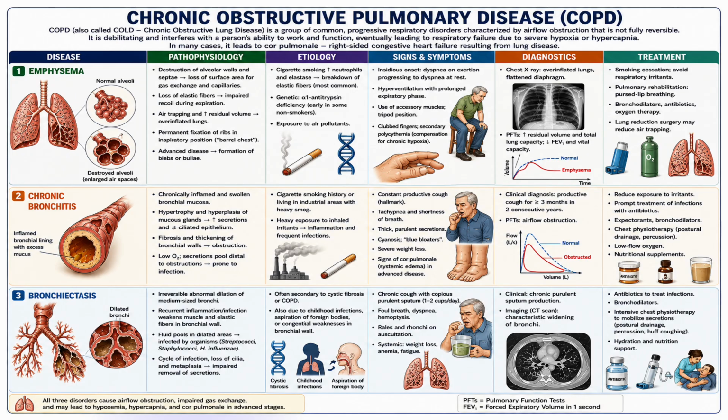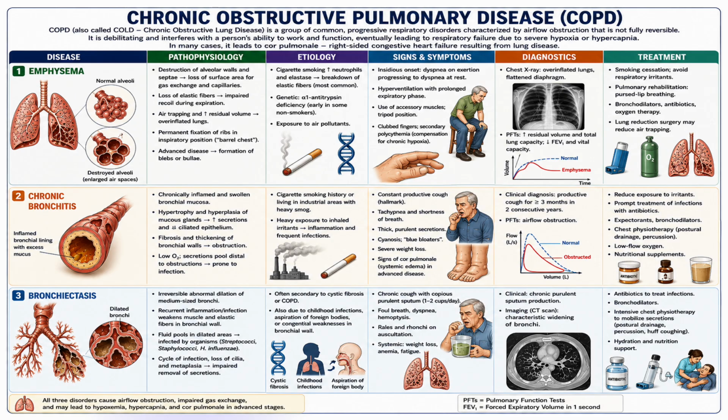In these dilated areas, large amounts of fluid pool because now they stay inflated, and they become infected by organisms like streptococci, staphylococci, or H. influenzae. This creates a cycle of infection, loss of cilia, and metaplasia of the epithelium, which further interferes with removal of fluids. Even chest physiotherapy is going to be difficult because they need to cough it up, right? So often it's secondary to cystic fibrosis or COPD. It can result from childhood infections, aspiration of foreign bodies, or congenital weaknesses in the bronchial wall.